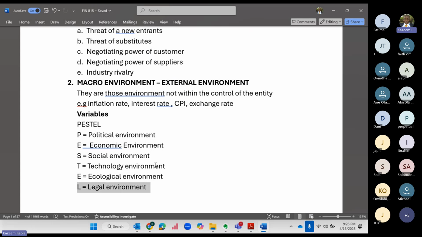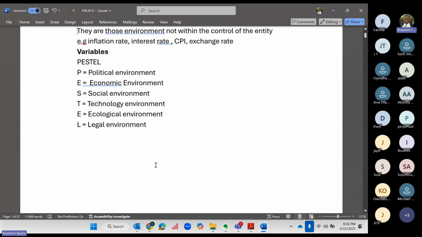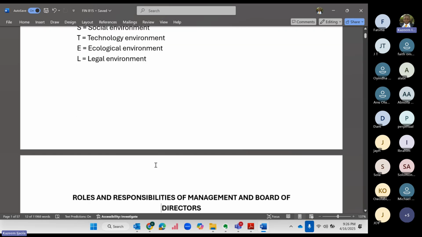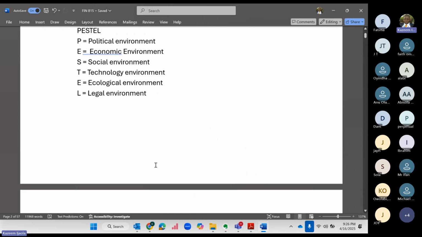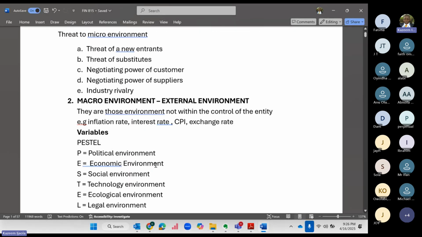Then lastly, legal environment. What kind of rule of law do you have where you are operating? So all these things are what make up your external environment, known as what? PESTEL. So remember, PESTEL is your external environment. P is political environment. E is your ecological environment. S is your social environment. T is your technological environment. And L is your legal environment. So let me leave the business environment for now.